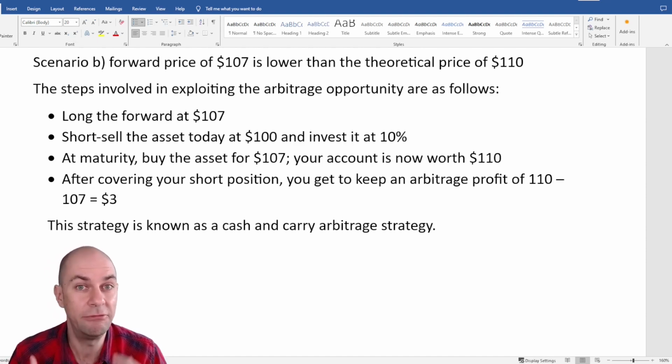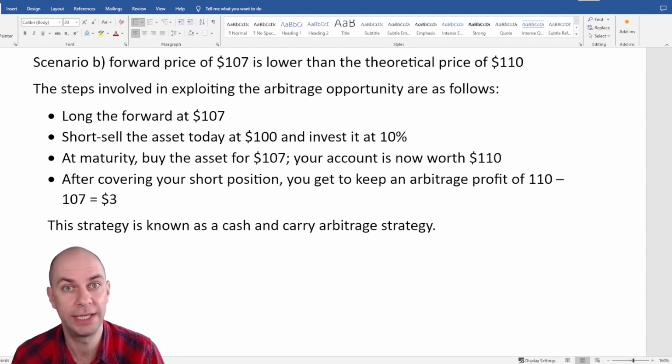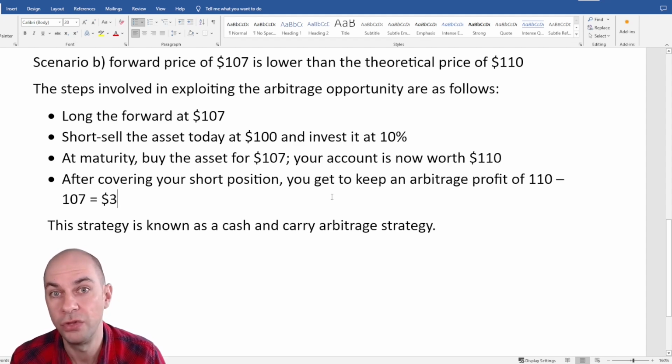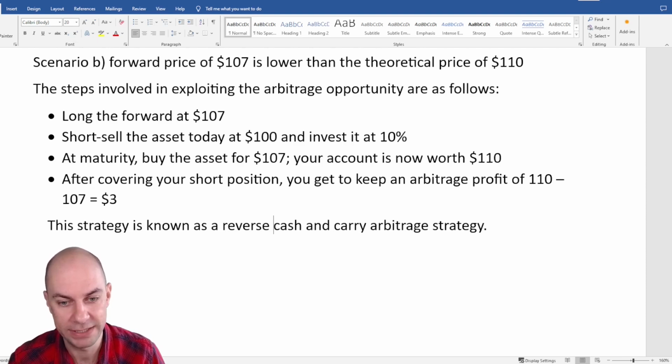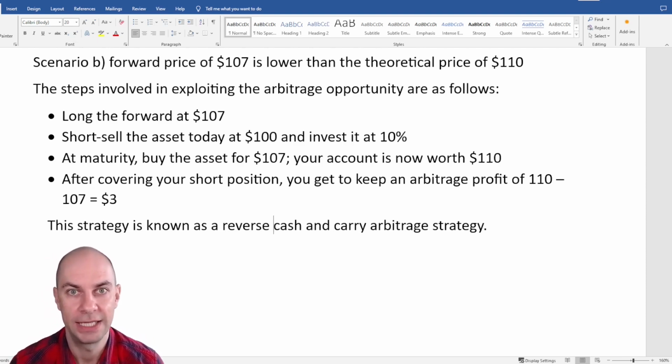Now, we basically reversed what we did in the cash and carry strategy, so take a wild guess here what the name of this strategy might be. And if you guessed that it is known as a reverse cash and carry arbitrage strategy, my friends, give yourself a massive pat on the shoulder, and let's move on.